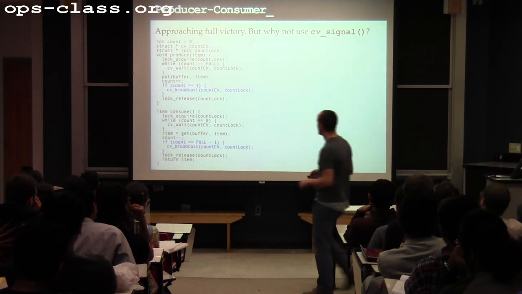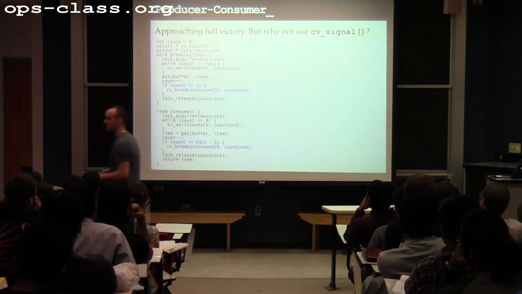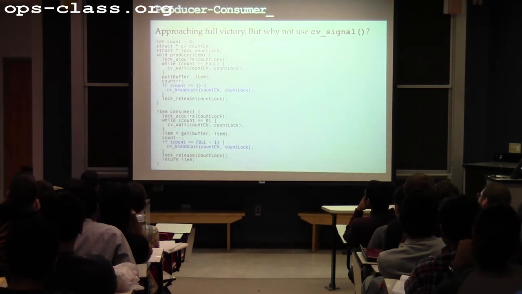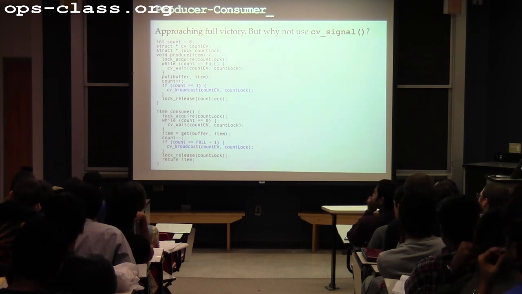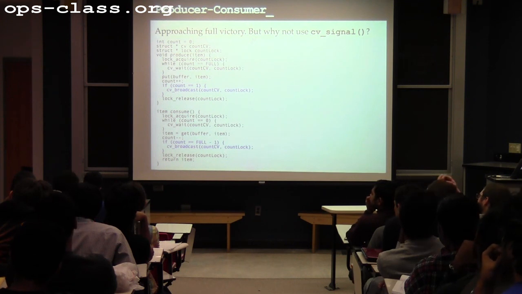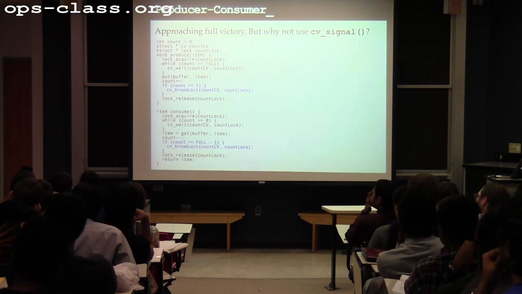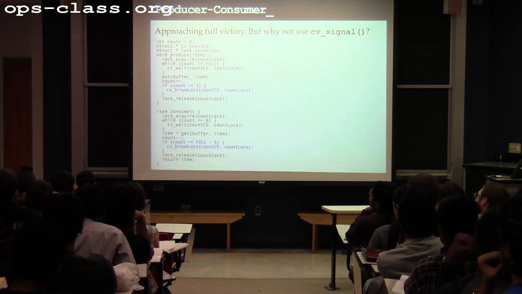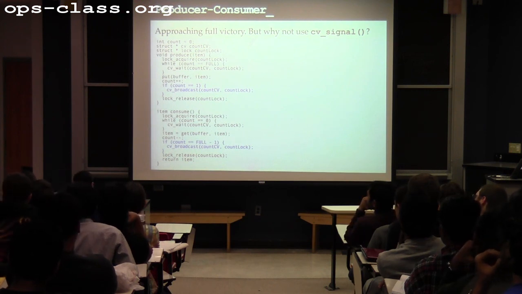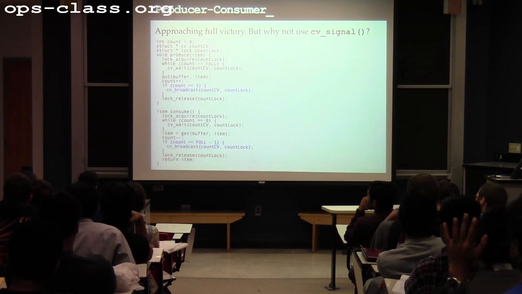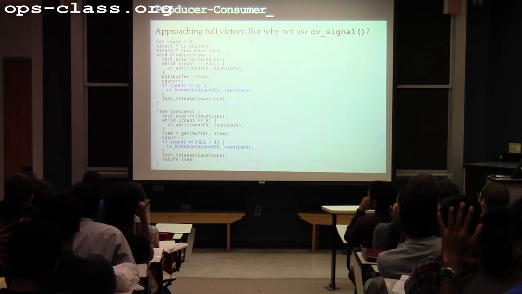The only reason not to use CV signal is because in some cases, I actually might want the operating system scheduler to be able to pick the next thread that gets to consume or produce, right? If I call CV signal, the condition variable is going to pick some random thread, right? Let's say I have some high priority consumers and some low priority consumers. If I wake up all the consumers, then I allow the scheduler to make the decision about which thread gets to consume, right? And in certain cases, that can be better. But this would work fine with CV signal in many cases. Any other questions about this example?